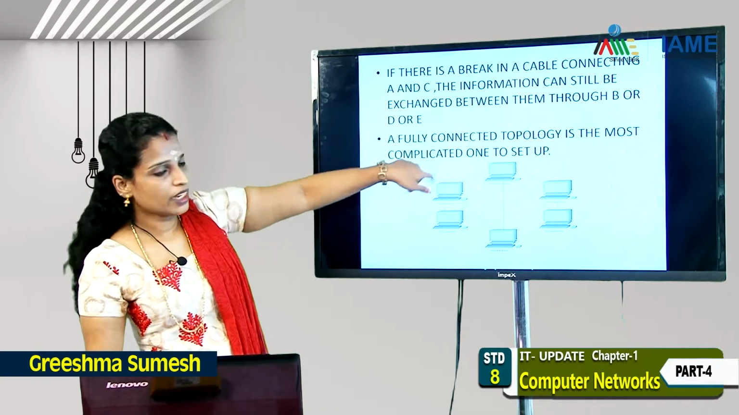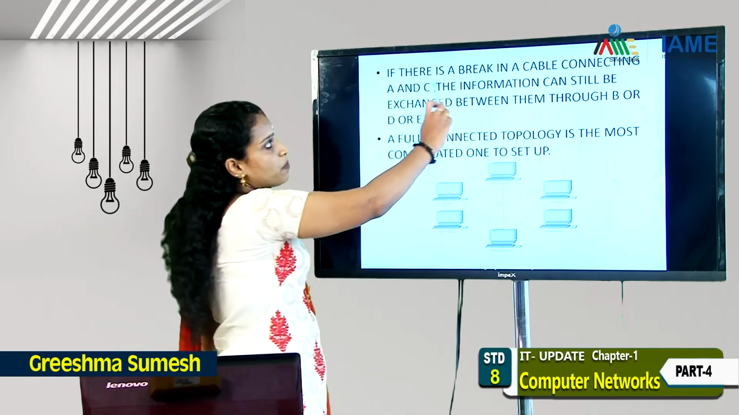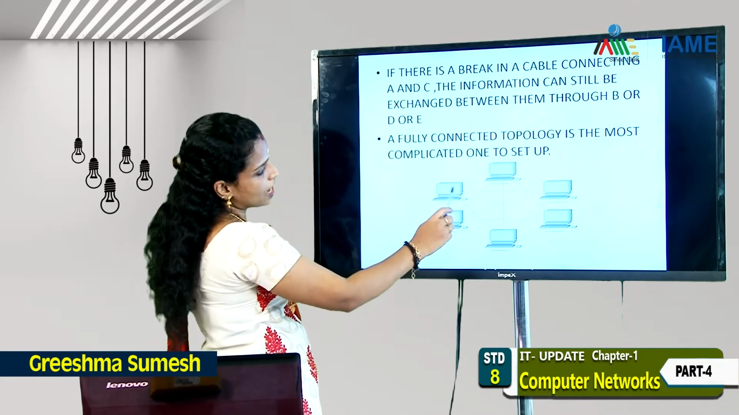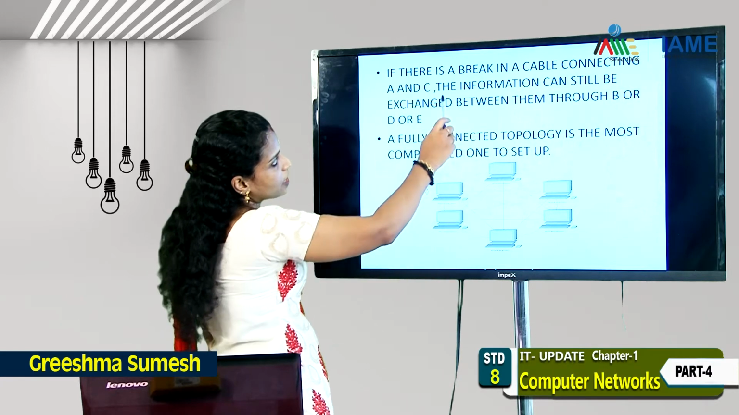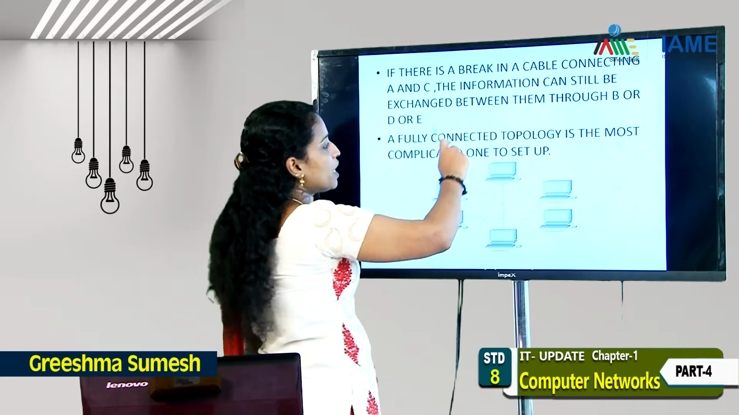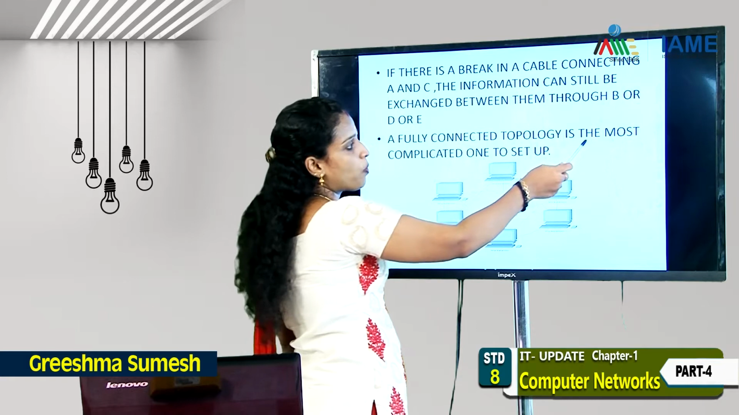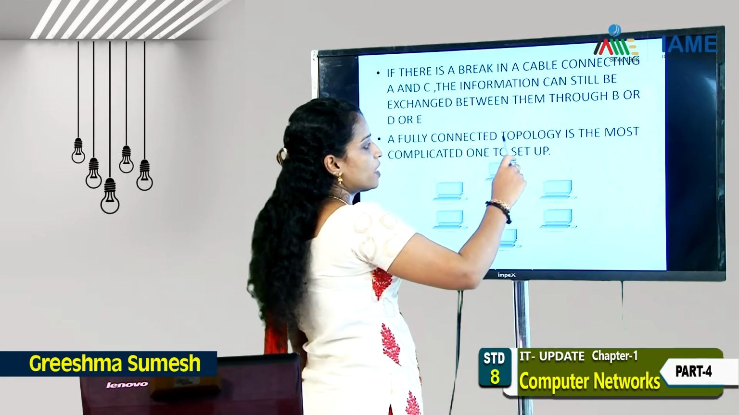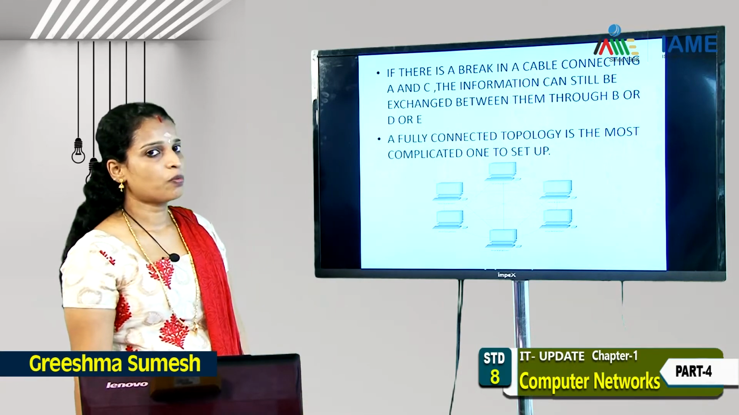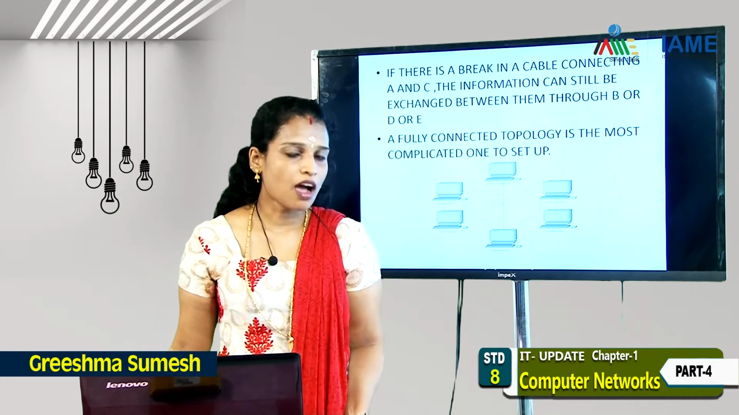See, fully connected topology. If there is a break in the cable connecting A and C, the information can still be exchanged between them through B or D or E. A fully connected topology is the most complicated one to set up.